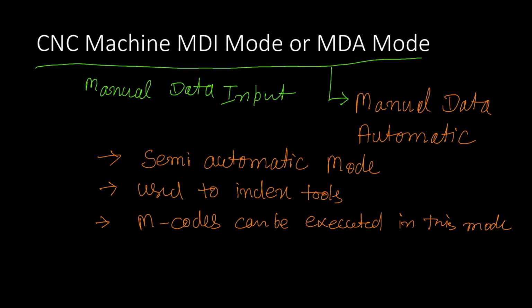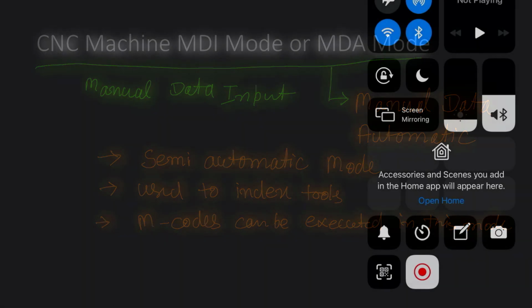In MDI mode, CNC commands are entered manually through the keyboard and display screen and can be executed once. If the command must be executed a second time, the operator must enter the MDI command again. However, if the same command is included in the program, it can be executed automatically over and over without having to be retyped. So that is the manual data input mode.